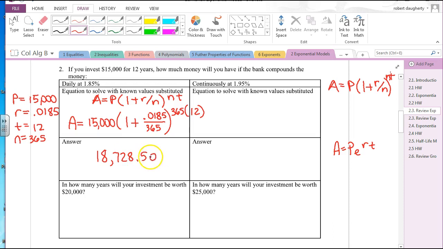And since this is dollars, we typically write it like that. So in 12 years, I will have 18,728.5.